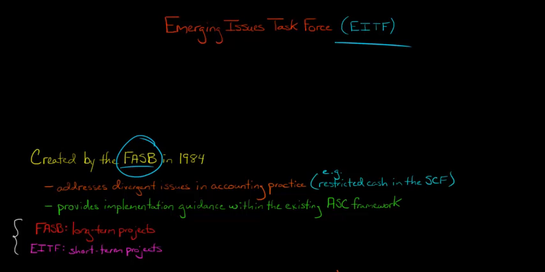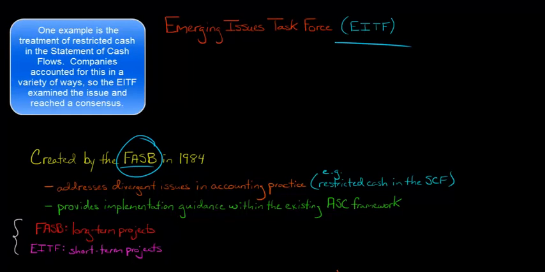And what the EITF helps out with is situations where we have a diversity in accounting practice. And what I mean by diversity is this. You'll have two firms accounting for the same transaction in a different manner. And so what the FASB did is said, okay, we're going to create this task force. And what they're going to do is they're going to look at issues where there's diversity of treatment, and they're going to see if there's some way to provide some guidance within the existing accounting standards codification about how that transaction should be properly accounted for.